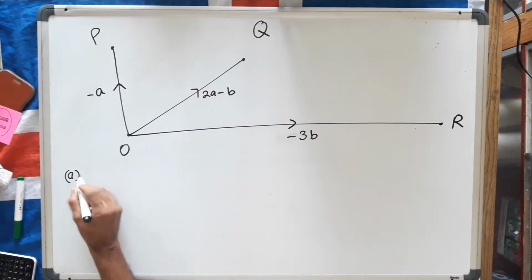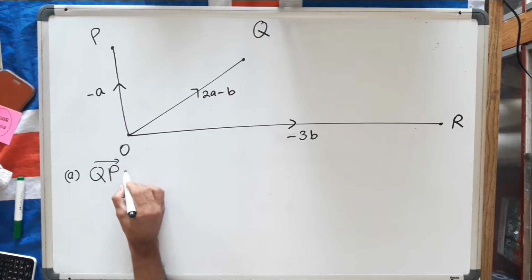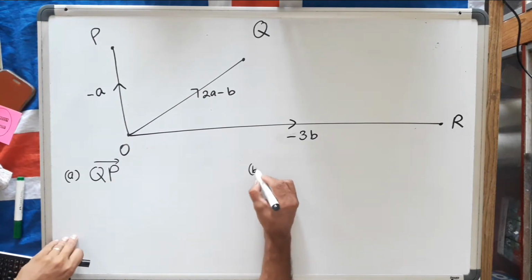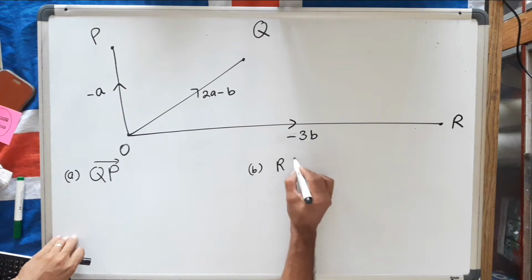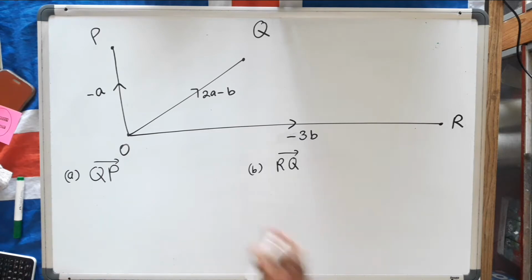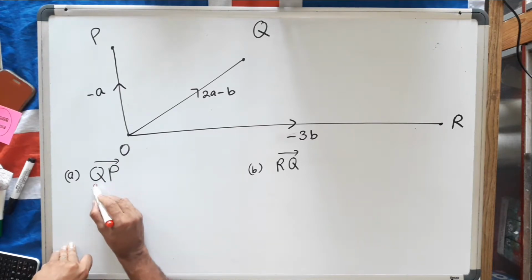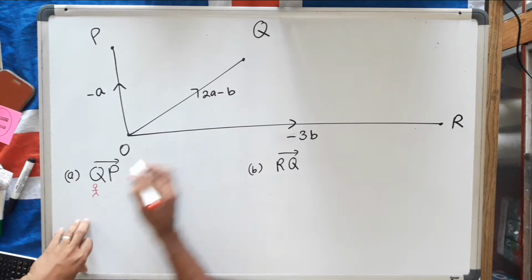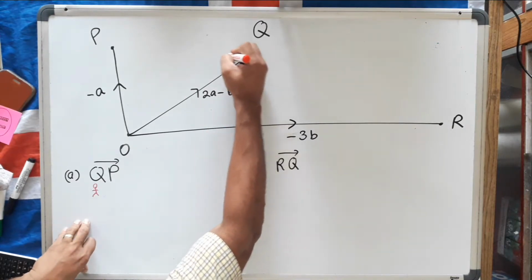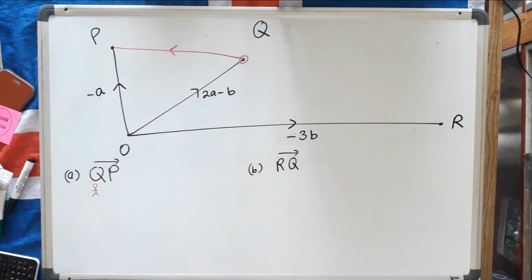All right, let's try our first question. Let's say they ask us to find the vector QP. And then let's assume they ask us to find RQ. I need to leave enough space for working. So let's try this one here. Let's find QP. QP means you are standing at Q and trying to walk to P. So this is Q, and you're trying to walk to P. So put the direction. That's the direction you're trying to walk.